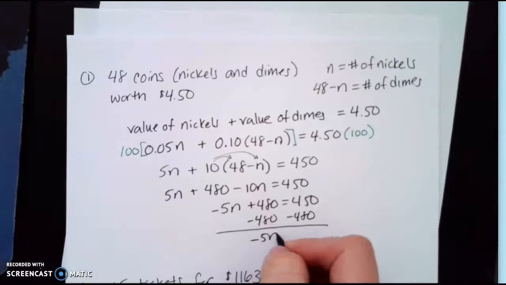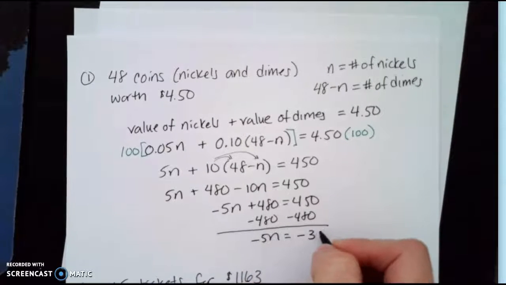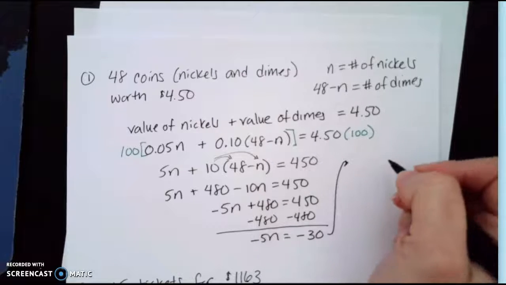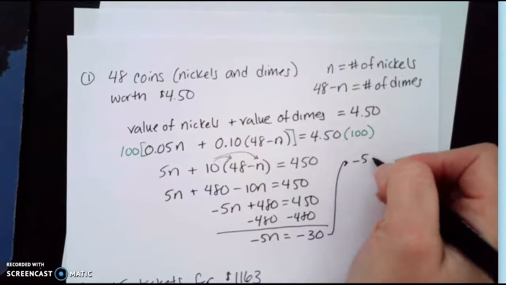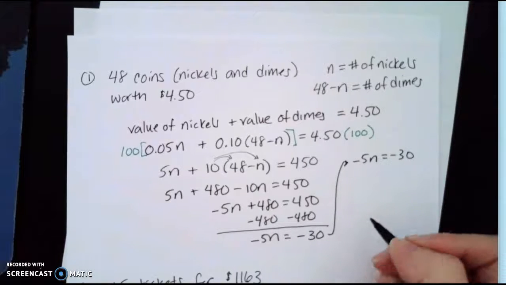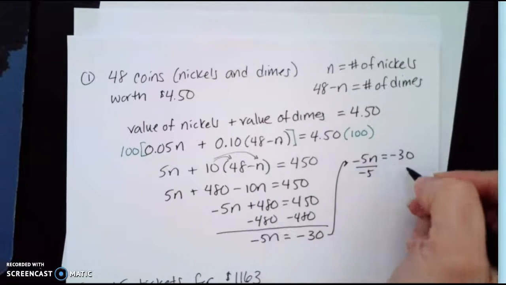So negative 5n equals negative 30. Just continue over here on the right. Just rewrite that last line, negative 5n equals negative 30, and then divide by the coefficient negative 5.